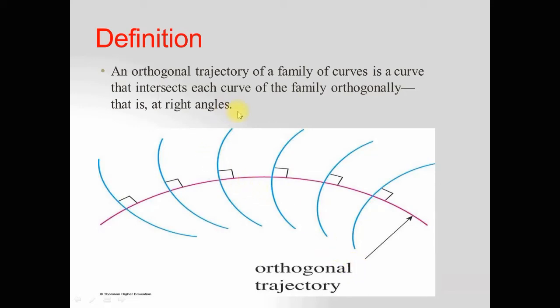So an orthogonal trajectory of a family of curves is a curve that intersects each curve of the other family orthogonally, that is at right angles. So this is the orthogonal trajectory because this curve intersects all these curves at a 90-degree angle.